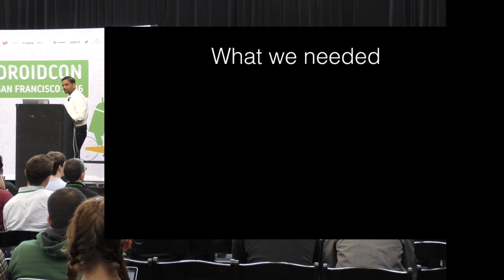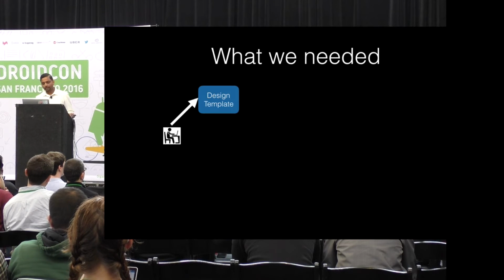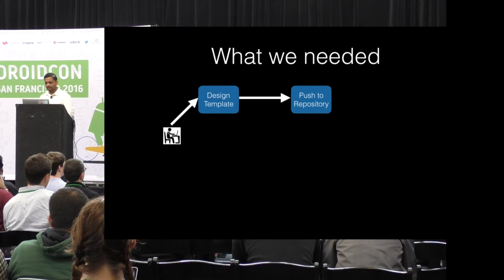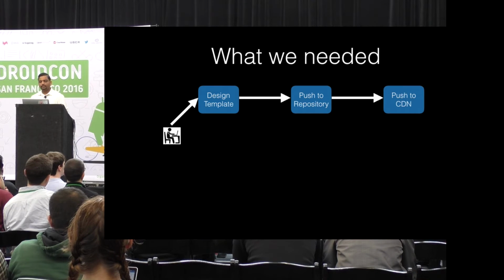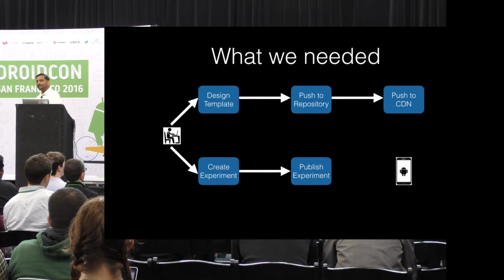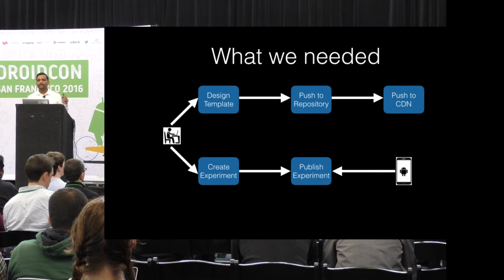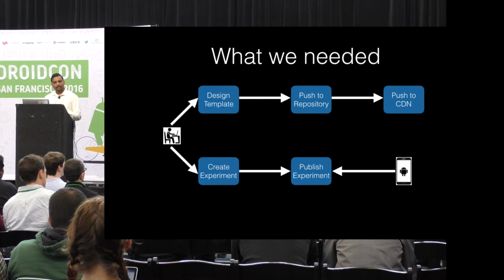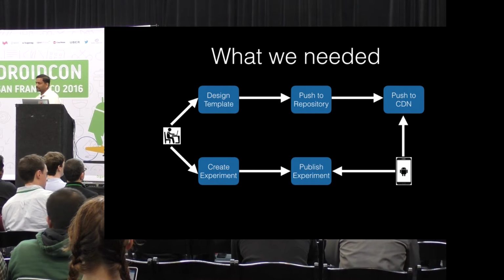So what we needed was probably a product manager that designs the template, pushes it to the internal repository. We push that template down to the CDN. The product manager creates some experiment, says, hey, you are in this bucket, you probably are going to use this template, publishes the experiment, and as far as the user is concerned, it gets the data related to the experiment and says, hey, I need to now use this template, goes to the CDN, downloads the template, and proceeds.